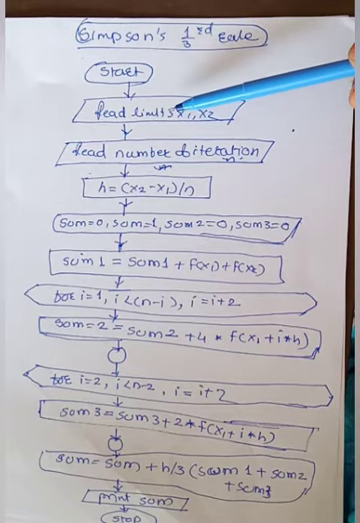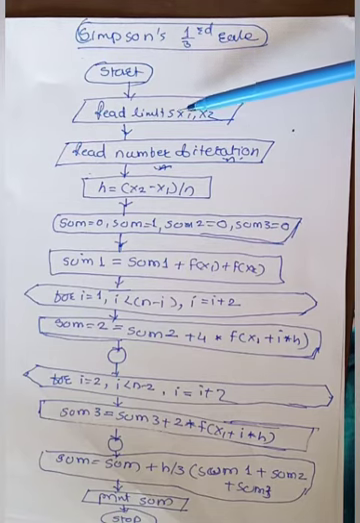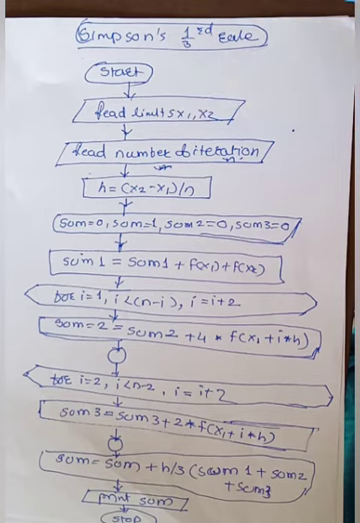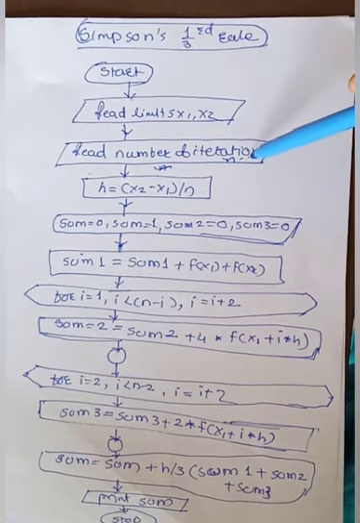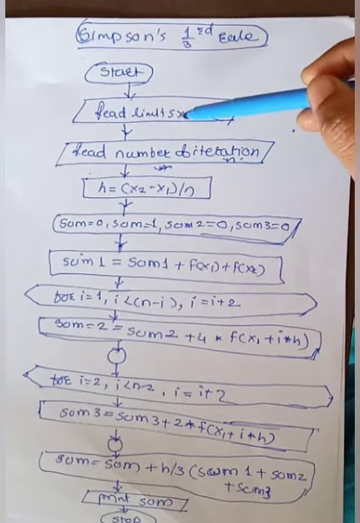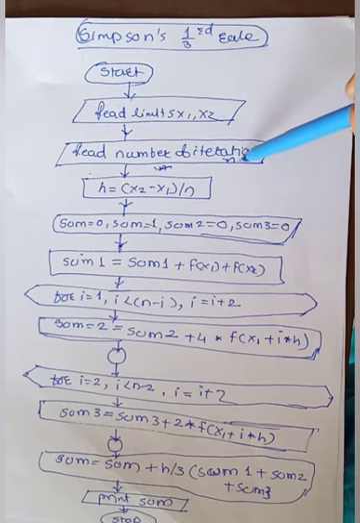Then you have to read the values of x1 and x2, that is the lower and higher limit. Once you read that, you have to read the iteration, that is n, the number of steps. Now you have the value of x1, the value of x2, and the iteration, that means the steps n.